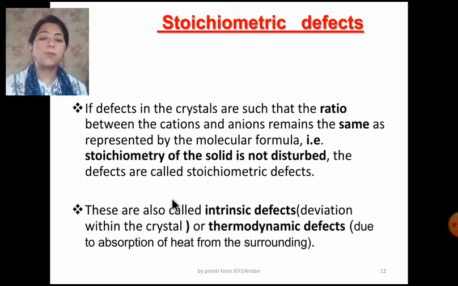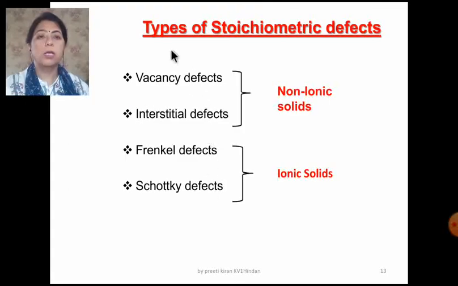So up till this, the stoichiometric defects are those defects where, even after the defect, the stoichiometry of the solid is not disturbed. Now the classification of the stoichiometric defects. In non-ionic solids, it is vacancy defect or interstitial defect. But in the case of ionic solids, it is Frenkel defect or Schottky defect.